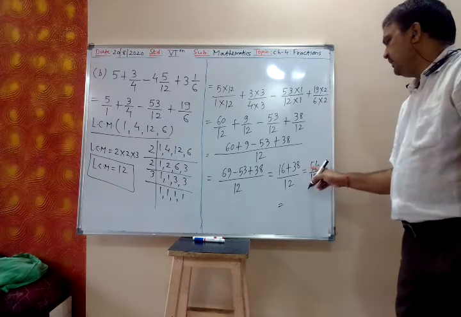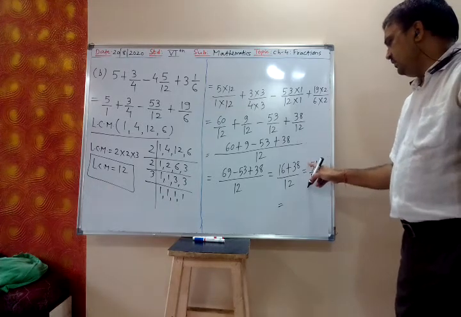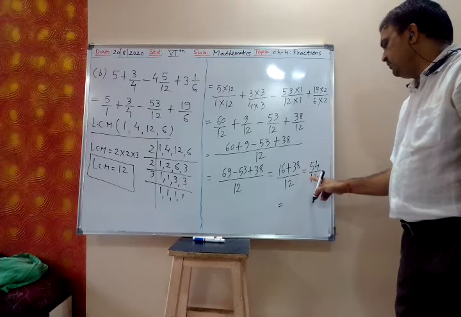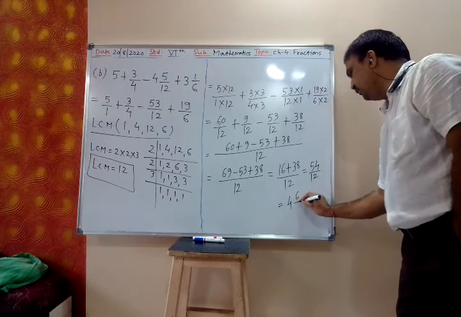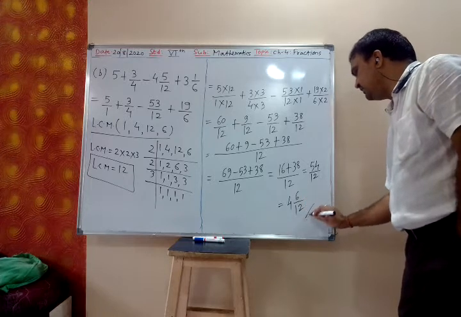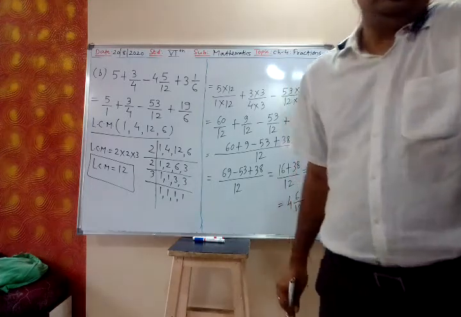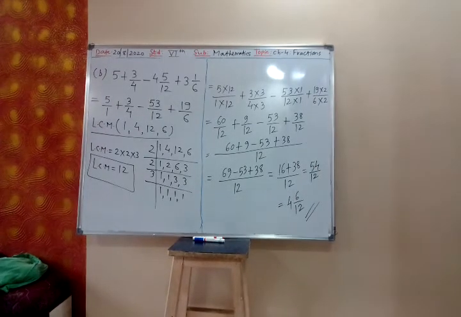So divide 54 by 12. 12 4s are 48. Then 6. So 4 and 6 upon 12. This is the answer.